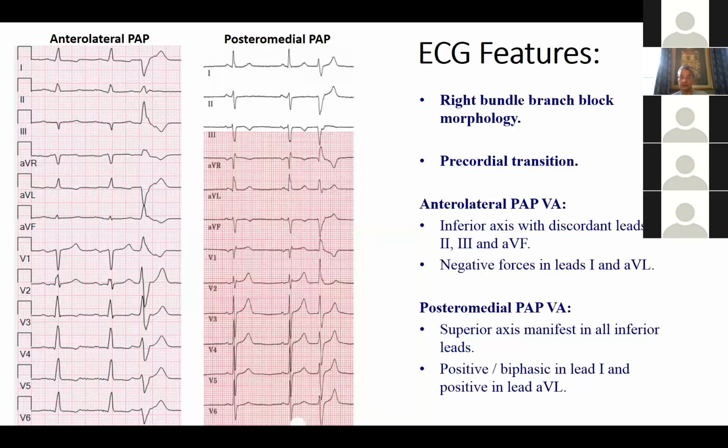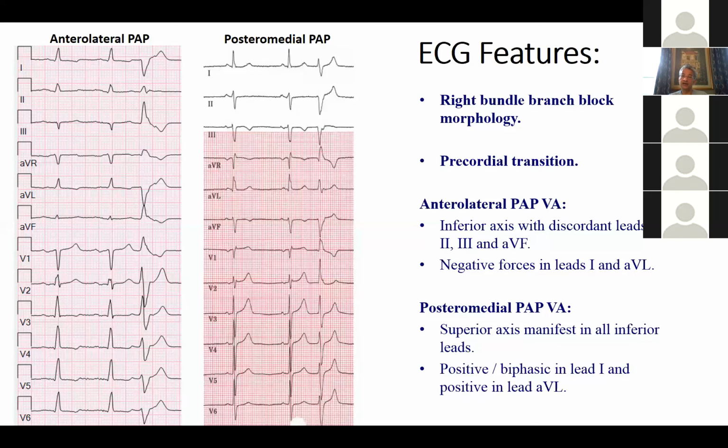Now, compare that to a posteromedial papillary muscle. There, the forces are predominantly superior. And so you will not find this discordance between the forces in leads 2 versus 3 if it's the posteromedial papillary muscle. Also, for the posteromedial papillary muscle ventricular arrhythmias, typically aVL should be positive.